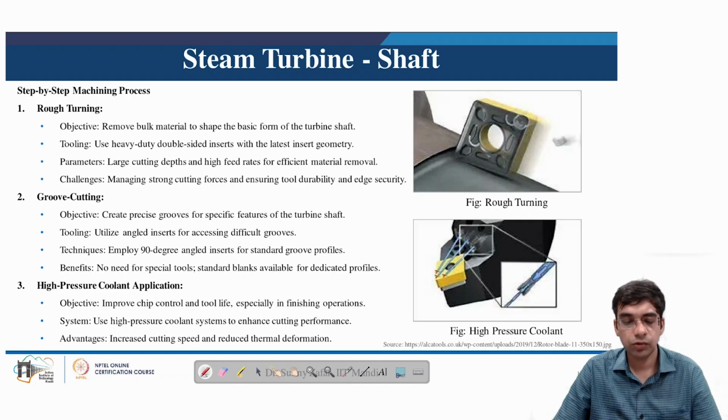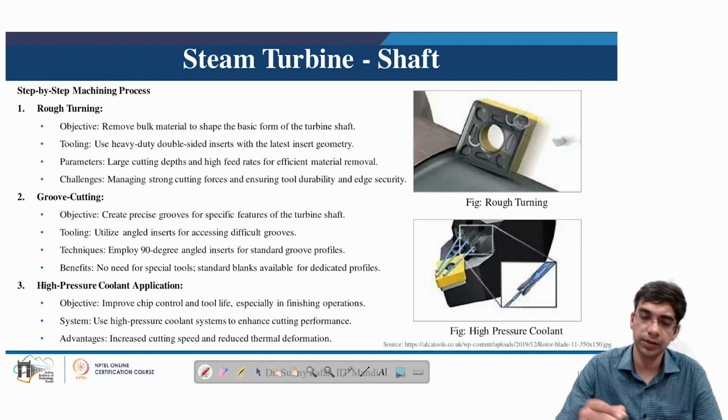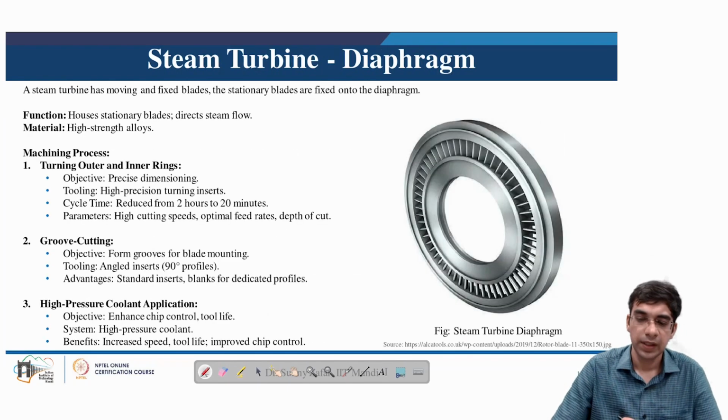Then high pressure coolant application is also used to improve the chip control and tool life, especially in the finishing operations. And utilization of high pressure coolant systems enhances the cutting performance of the machining process. The advantages of utilizing high pressure coolant involve increased cutting speed and reduced thermal deformation.